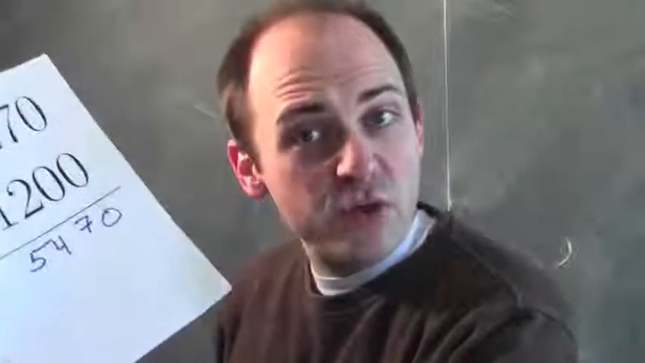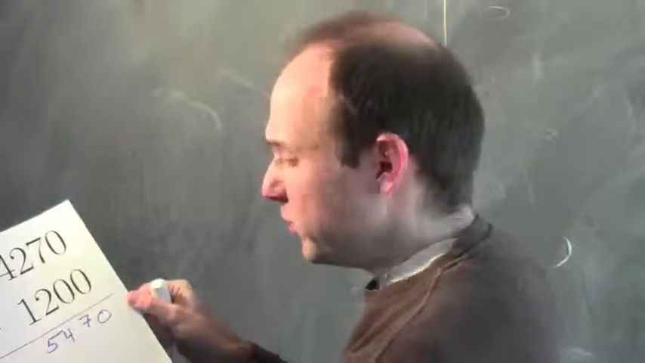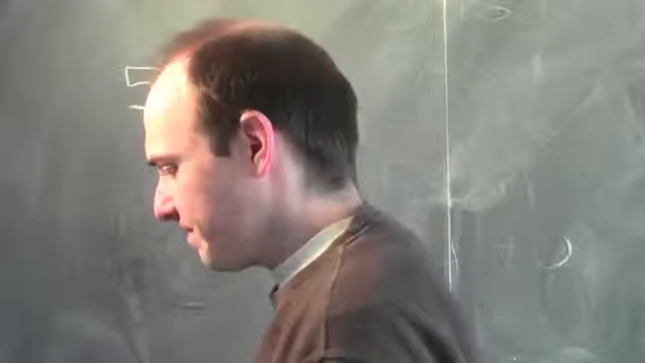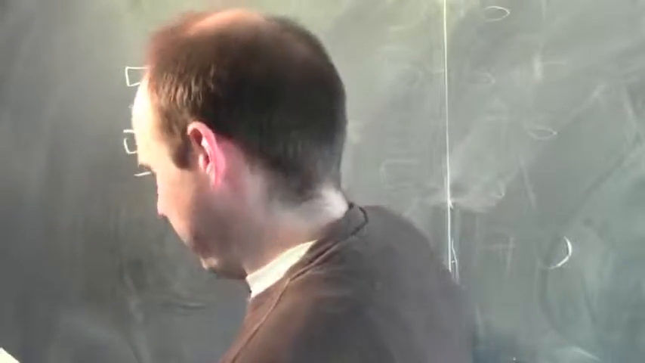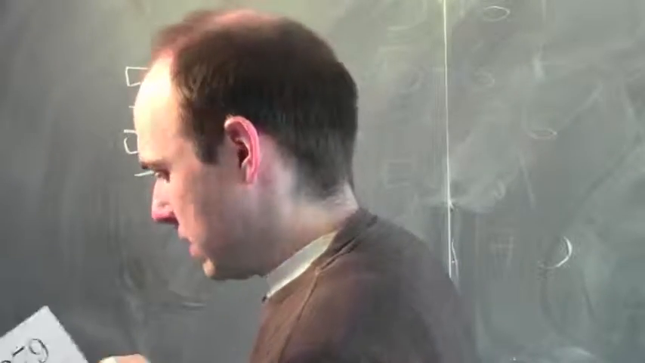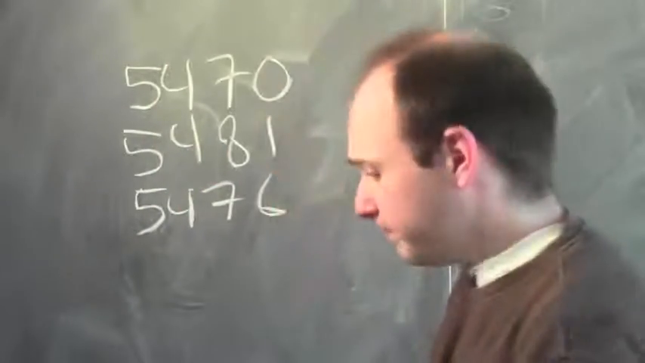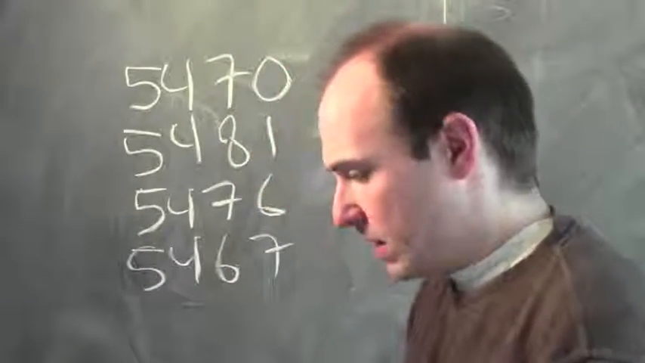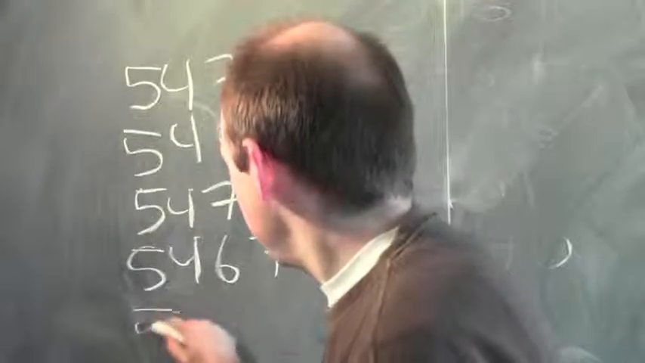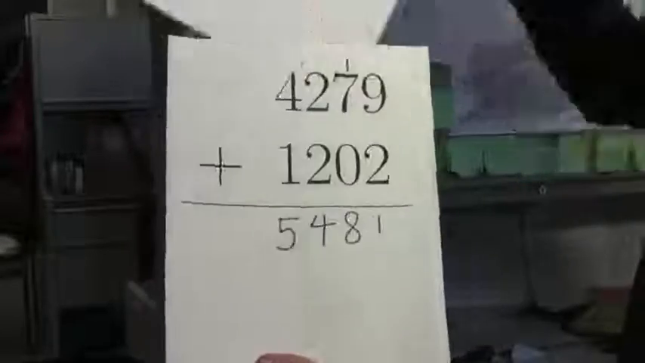All right, people have finished doing their arithmetic problems. Let's record their answers. So here, 4270 plus 1200 was 5470. 4279 plus 1202 was 5481. The next one is 5476. I've got 5467. And the last one was 5464. What do all these numbers have in common?